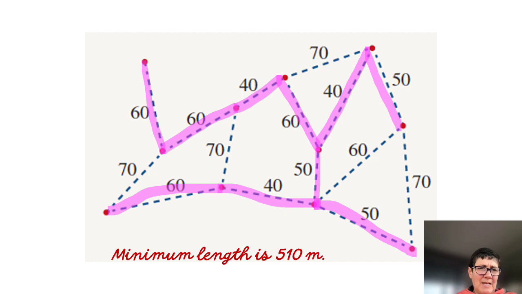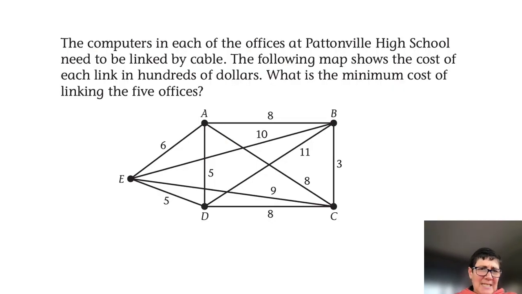So that's called a minimum spanning tree. It's connecting up all of those vertices and it's telling you how much cable you need.